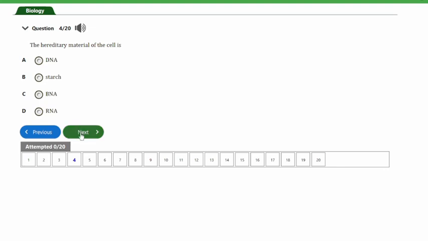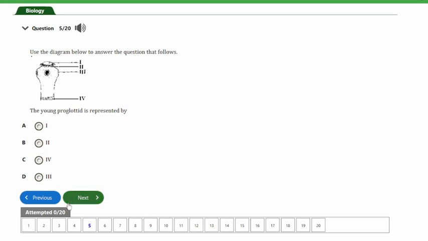Let's go ahead and look at question number 4. It says the hereditary material of the cell is A. DNA, B. Starch, C. DNA, D. RNA. Of course you should already know by now that the answer to this question is option A, and that's DNA. So let's look at the next question, question number 5.